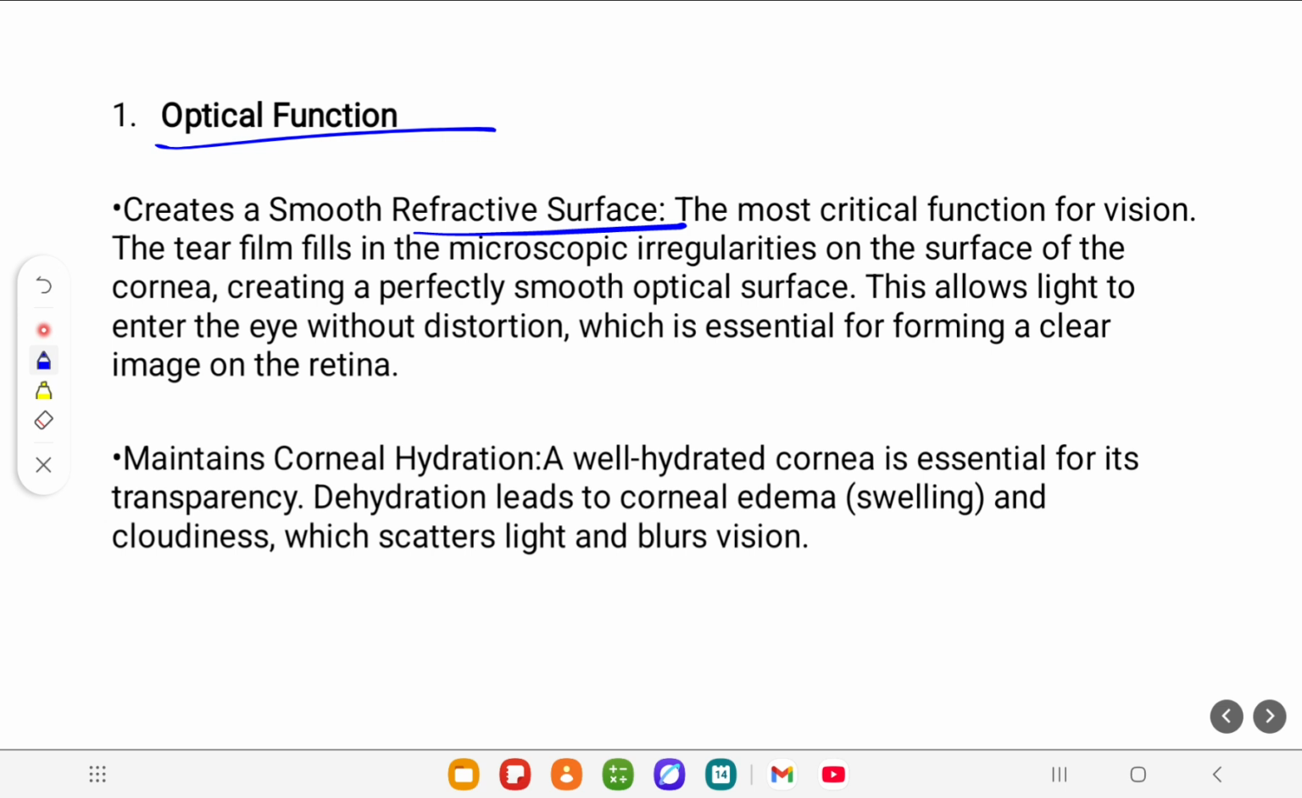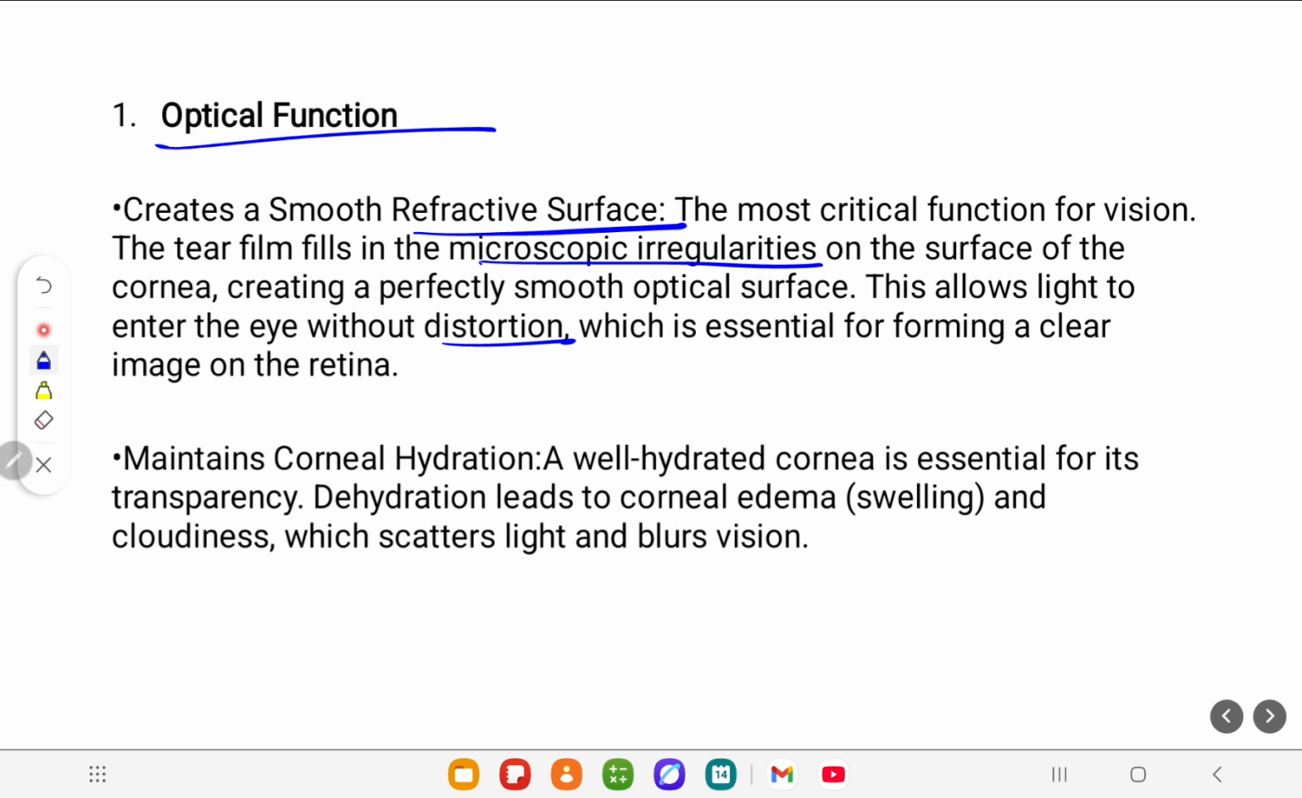The tear film fills the microscopic irregularities of the corneal surface, creating a perfectly smooth optical surface. This is very important, as it allows light to enter the eye without distortion, which is essential for forming a clear retinal image. It's also important to note that dry eye creates a false impression of refractive error.